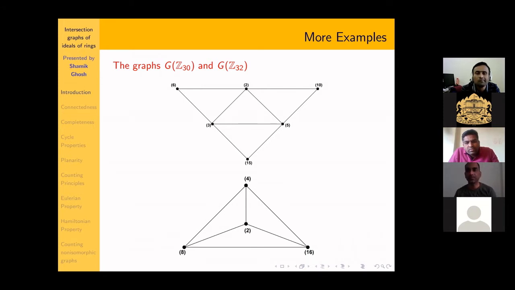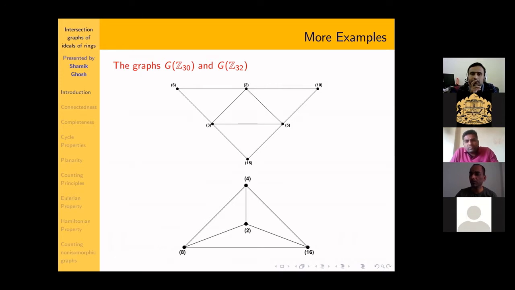Now look at the graph of Z32. Here there are 4 vertices, and each 2 of them are adjacent by an edge. That is, this is the complete graph K4, the complete graph on 4 vertices, because between any 2 of them, one is contained in the other. Therefore, for the ideals generated by 2, 4, 8, 16, the intersection is non-zero, and that is why it gives you a complete graph. So in this way we have seen various kinds of graphs we get from the ideals of rings.